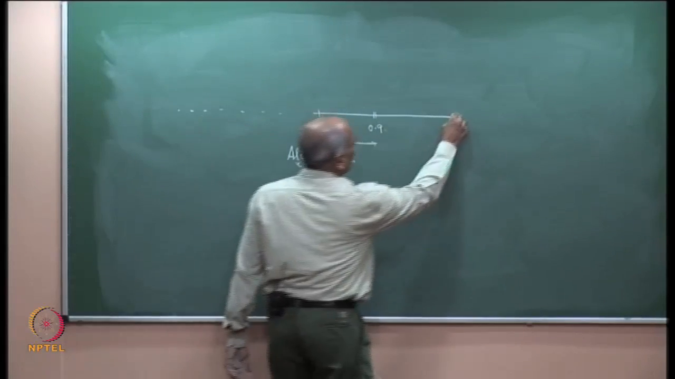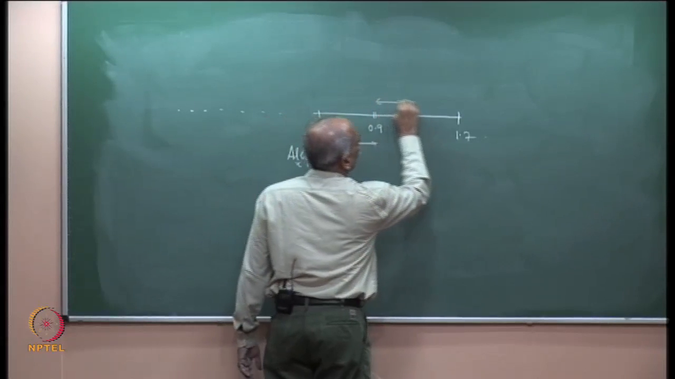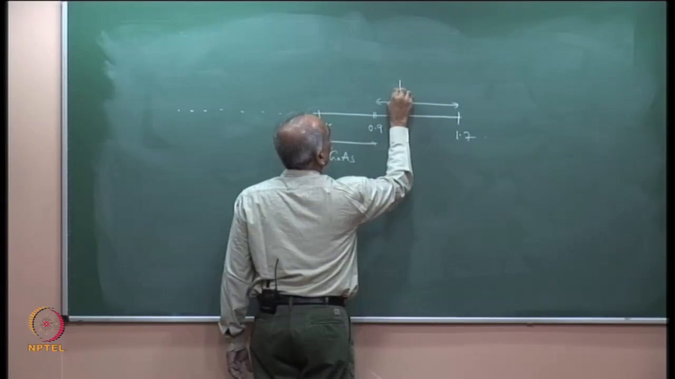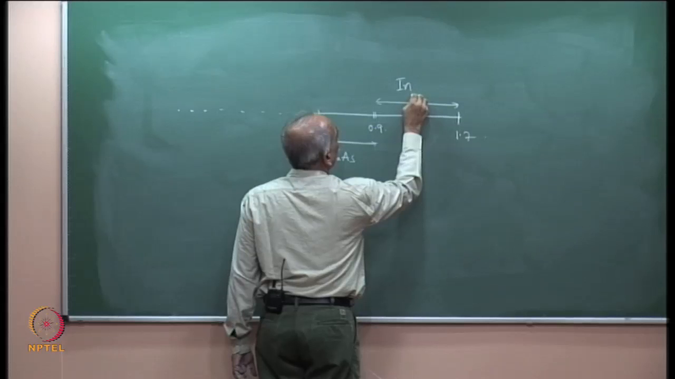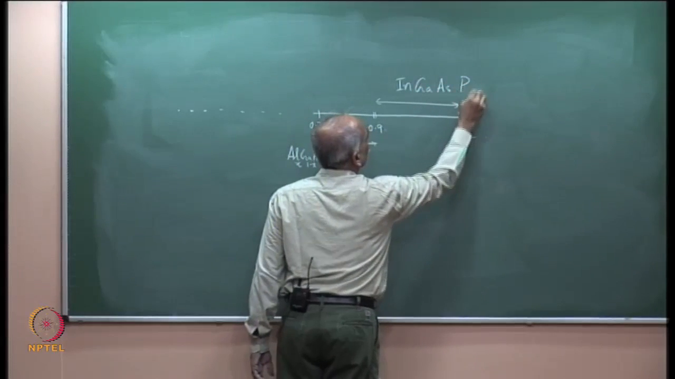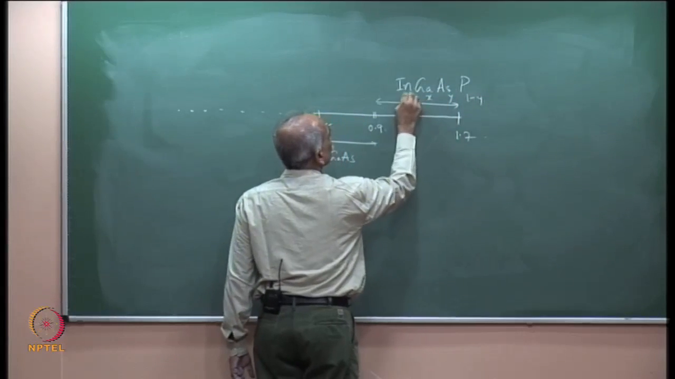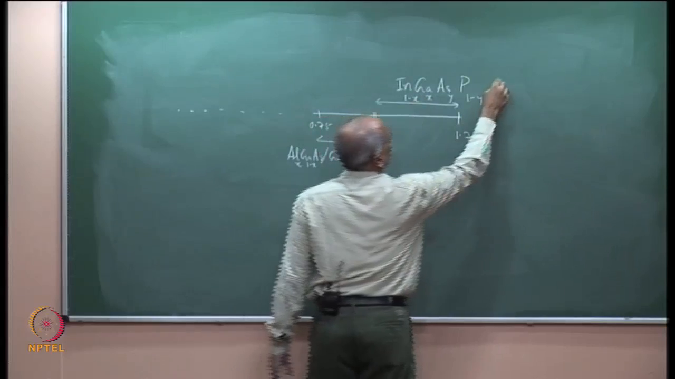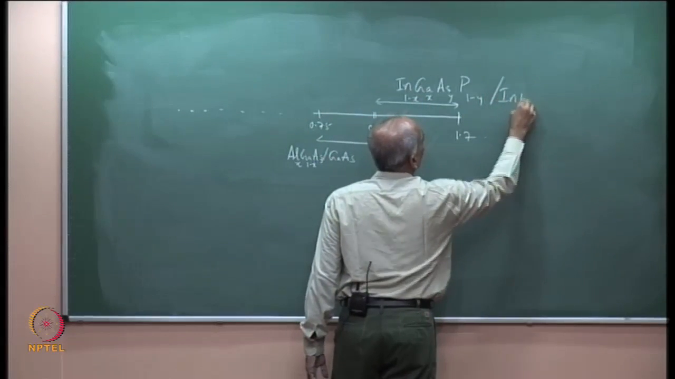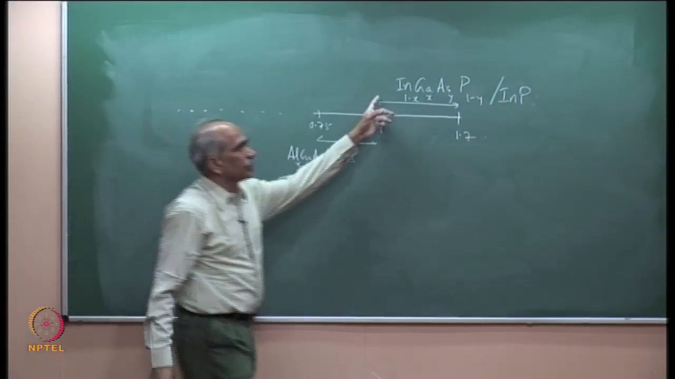And from 0.9 to 1.7, the communication grade LEDs are made by the quaternary compound indium gallium arsenide phosphide, 1 minus X, X, 1 minus Y, Y. This is lattice matched to indium phosphide. Lattice matched to indium phosphide substrate.